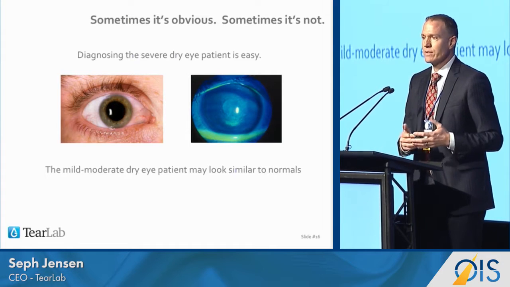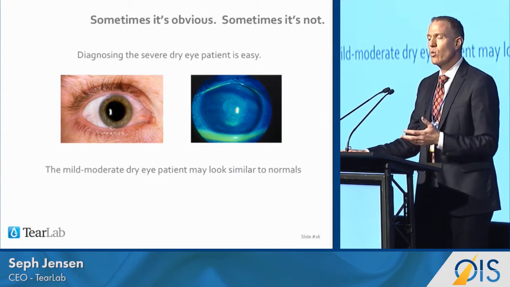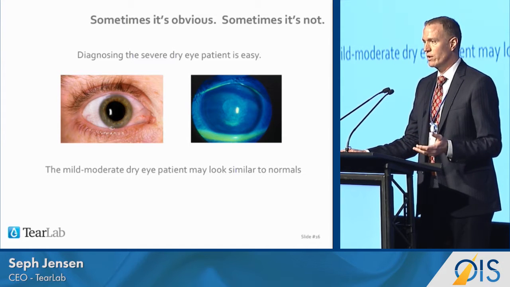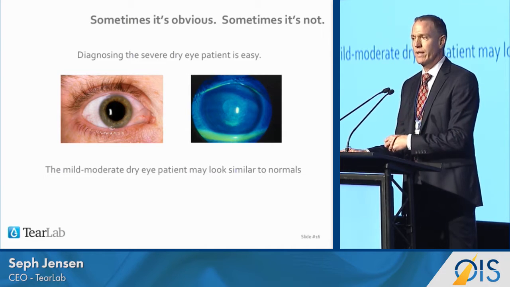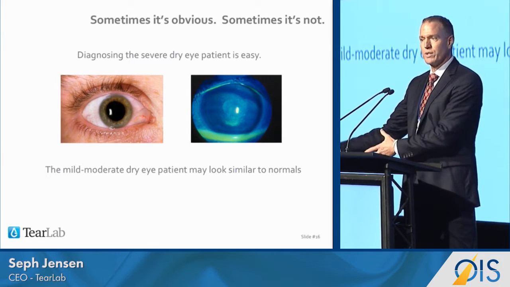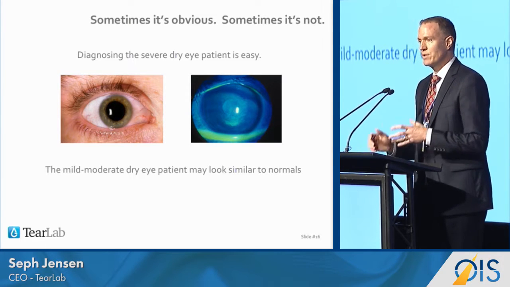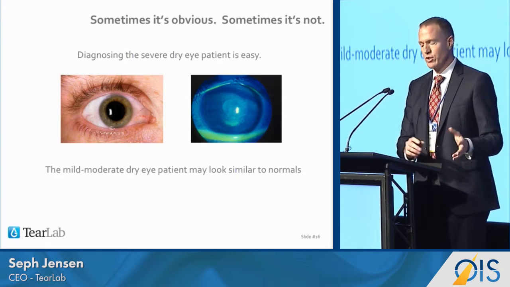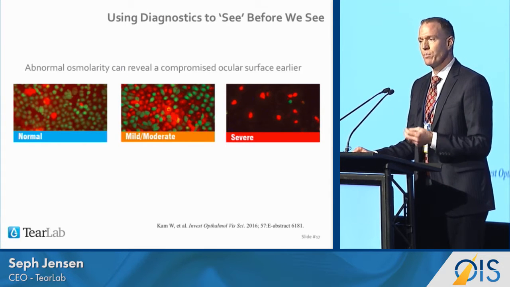And that's important because sometimes it's easy to tell when there's going to be a problem, but sometimes it's not. No one has a problem diagnosing a severe patient. Everyone knows that patient's ocular surface disease has to be addressed before proceeding. But the mild and moderate patient can be equally problematic for a surgical procedure, but much more difficult to diagnose because many times they present very similarly to normal patients. And that's where testing for osmolarity can really play a role.